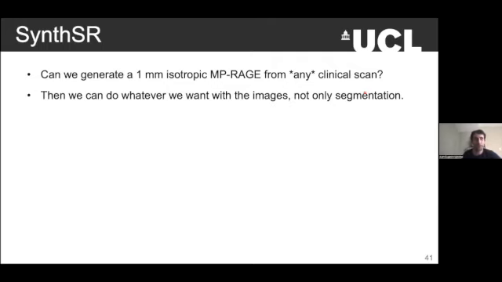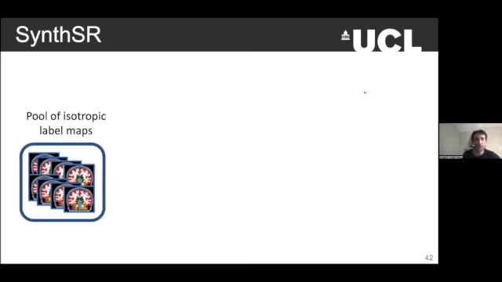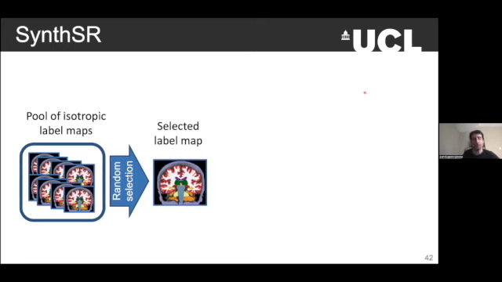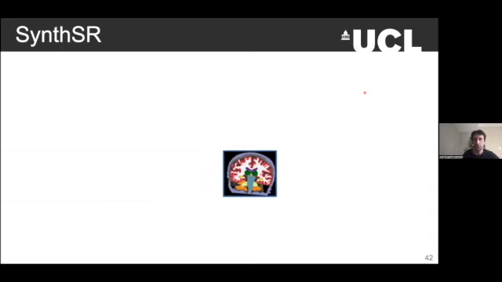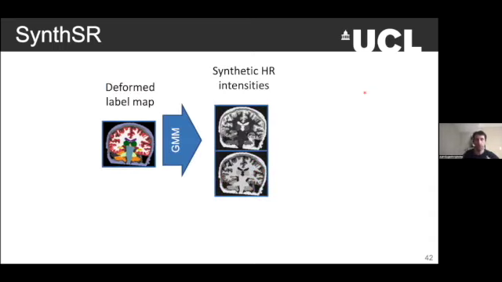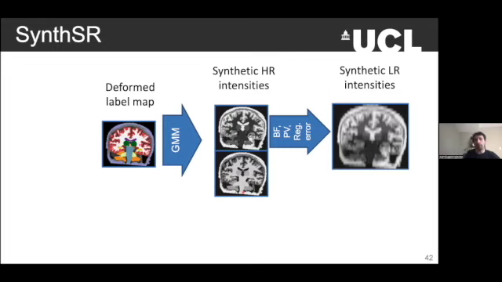We call it SynthSR because it does super resolution but also synthesis, and it's essentially the same thing. This is a very general framework. You start from your pool of label maps, which are isotropic. At every mini-batch, you select one randomly, like we said. You randomly deform it, same story. From here, you sample your Gaussian mixture model to get these synthetic high-resolution intensities. It could be T2s or T1s, or even multiple channels. Then you simulate your artifacts and your resolution, and you get these synthetic low-resolution intensities.